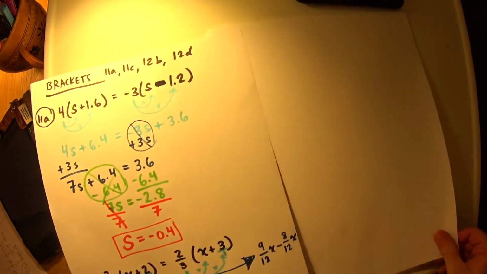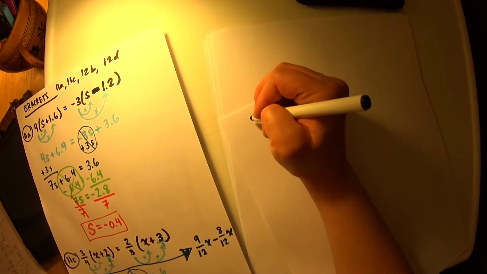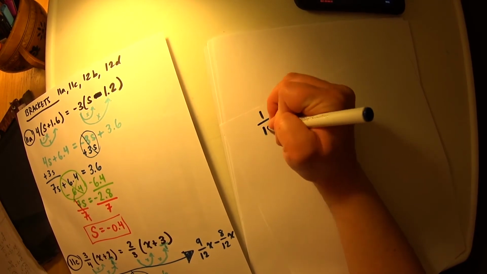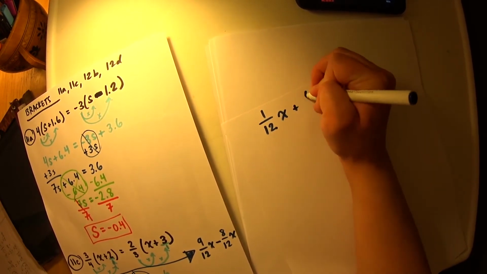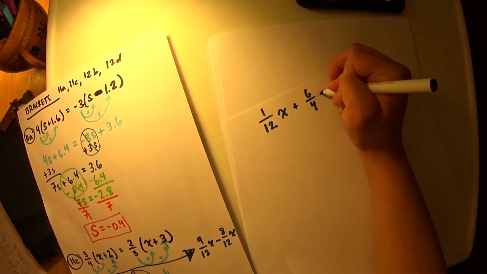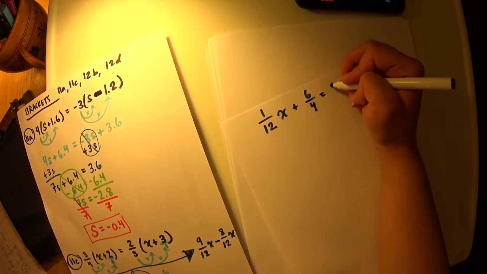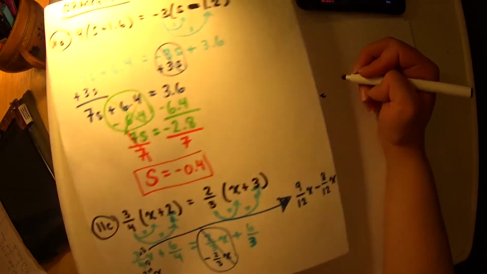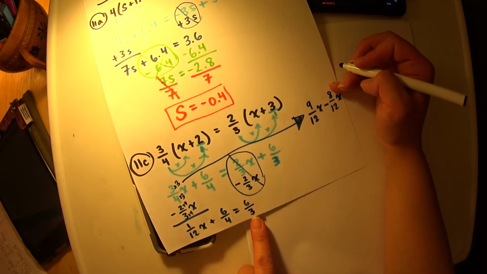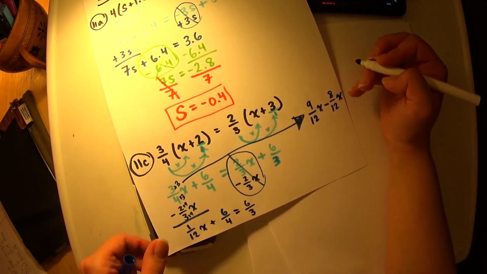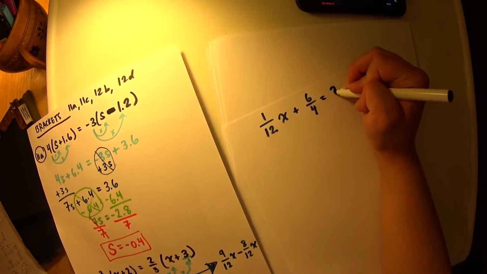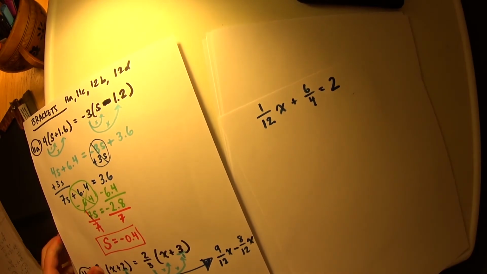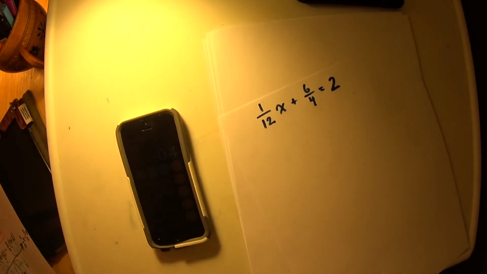Okay, I need some new paper. So here's what I am left with: 1 over 12x plus 6 over 4 equals 6 over 3. I could even divide that out right now if I want, because I see that divides out nice and evenly. 6 divided by 3 gives me 2, so that might make my life a bit easier. All right, so now we've got a regular two-step equation.